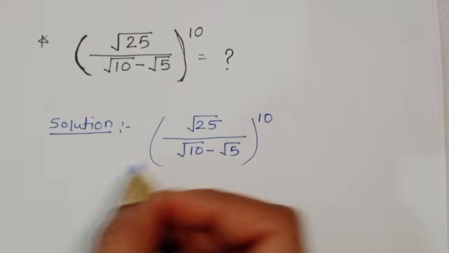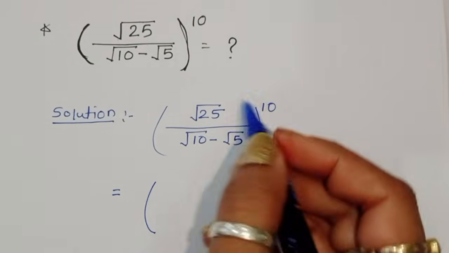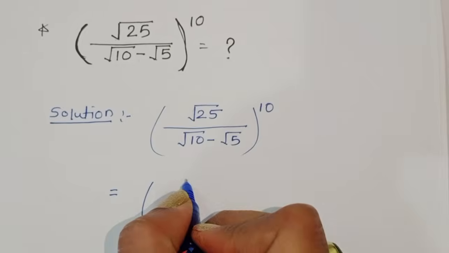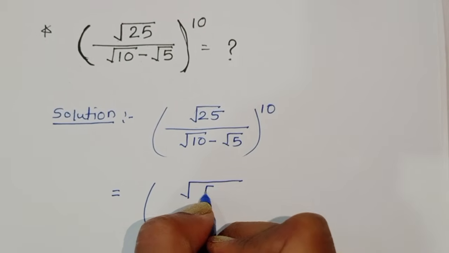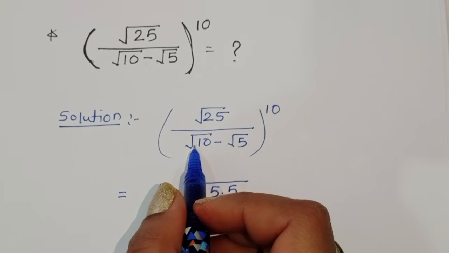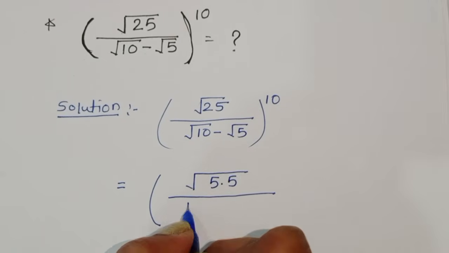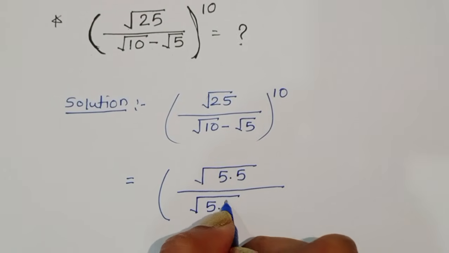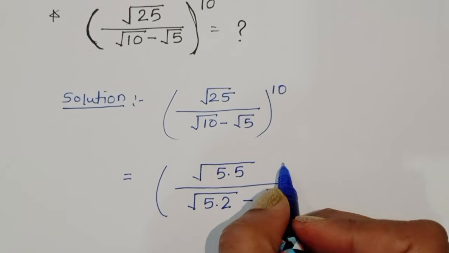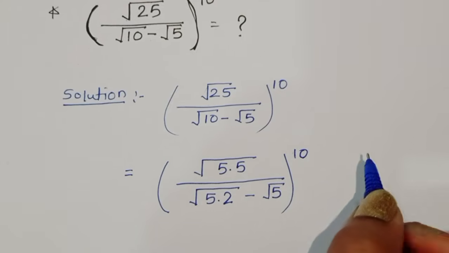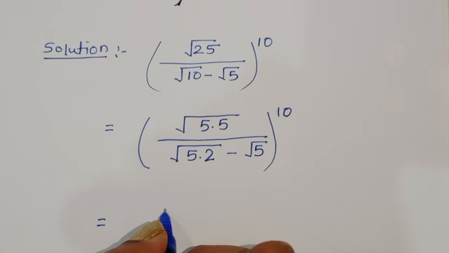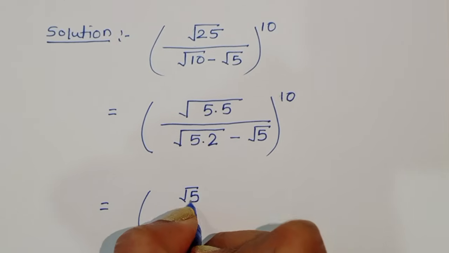This is the question. Here, 25 we can write as 5 times 5, so square root of 5 times 5 is 25, divided by square root of 10. This 10 we can write as square root of 5 times 2, since 5 times 2 is 10, minus square root of 5, to the whole power 10. Now we can write square root of 5 times square root of 5.